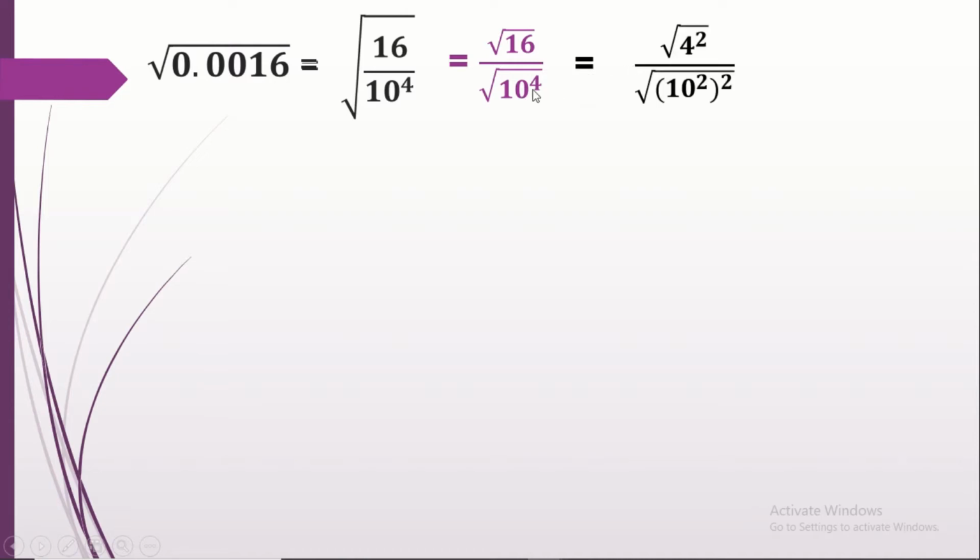16 is 4 squared. 10 to the power 4 is an even power. We divide it by 2. We get 10 to the power 2. So here the square cancels the radical. What remains for us? 4 over, here the square cancels the radical. What remains? 10 to the power 2. 4 over 10 to the power 2 is equal to 0.04.